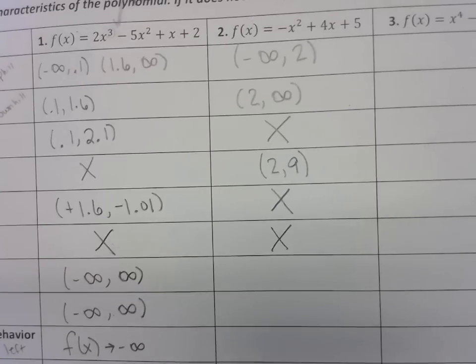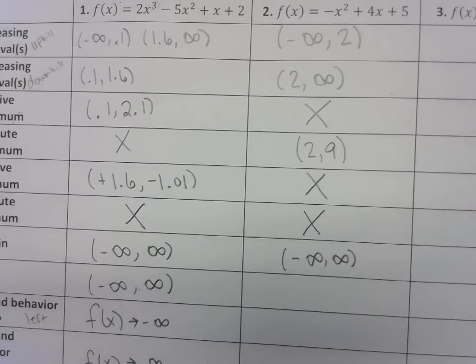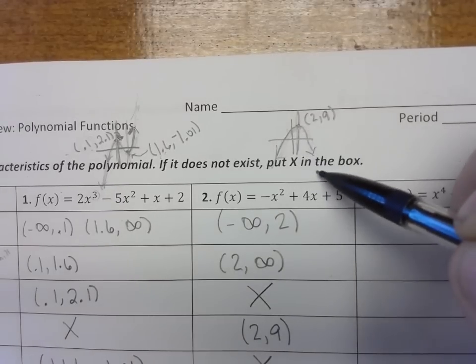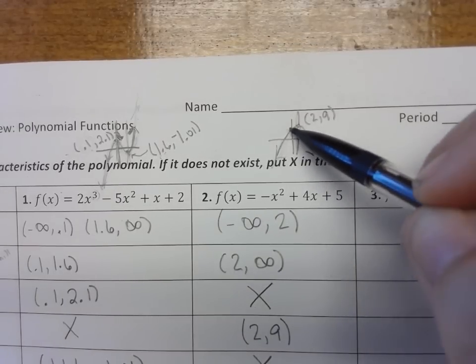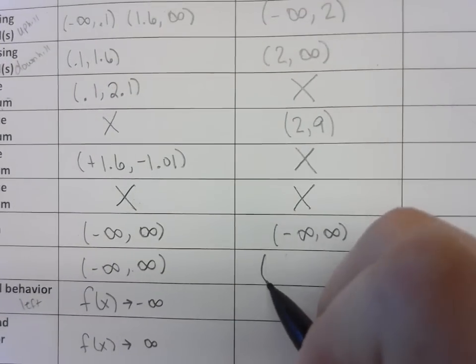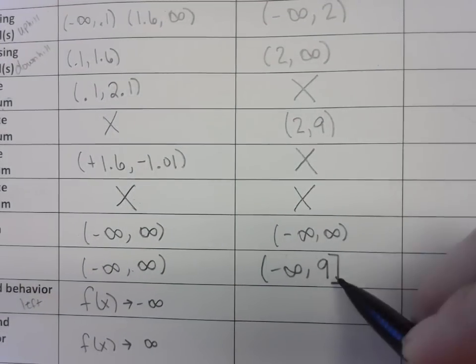Domain, remember domain is always all real numbers. Okay. Range says how far down does it go, how far up does it go. So this is going down to -infinity, and its highest y value is 9. So our range is -infinity until 9, but it will equal 9, so I'm using a bracket.